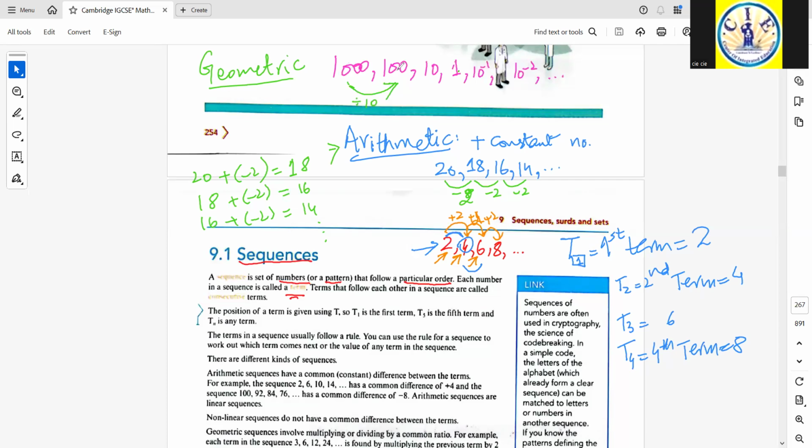So 1000 divided by 10, you get 100. Again, dividing by 10, you get 10. Then 10 divided by 10, you get 1. And then 1 divided by 10, you get 1 by 10. That can be written as 10 to the power negative 1, and so on.